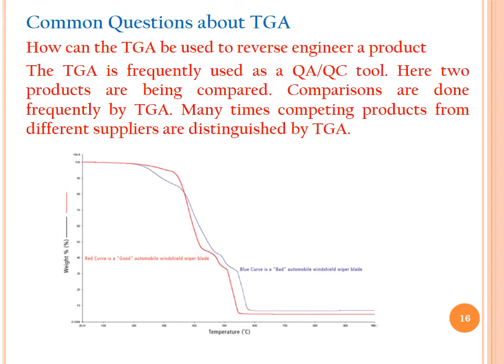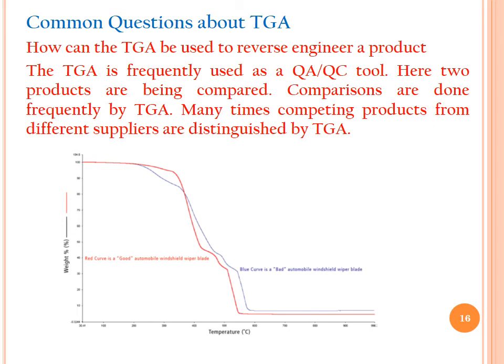Another question about the TGA is how can the TGA be used to reverse engineer a product? Reverse engineering to form a product, a replica of a product or of any type of product, this is called reverse engineering. The TGA is frequently used as a QA QC tool. Here two products are being compared.